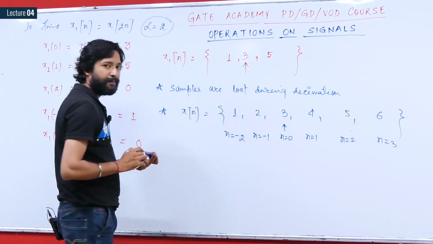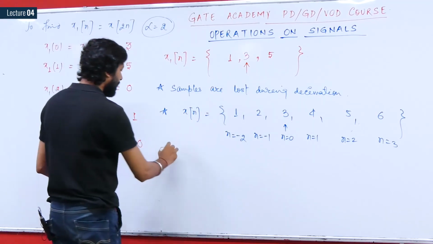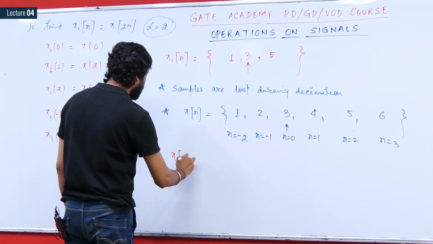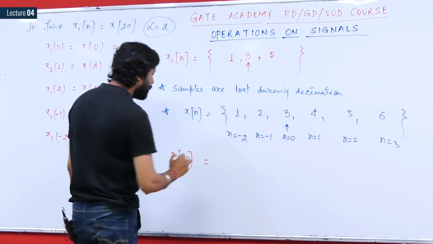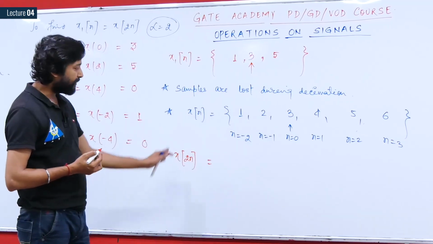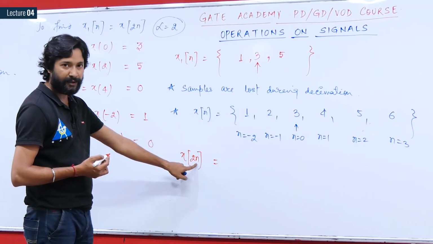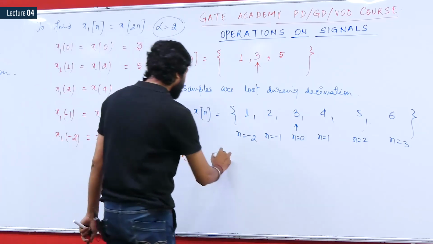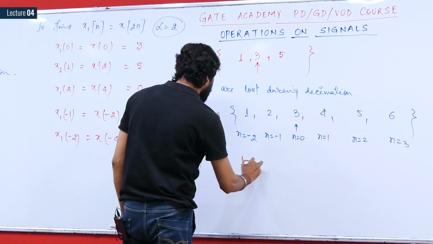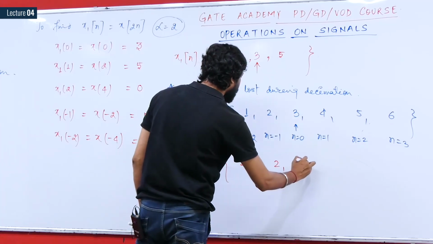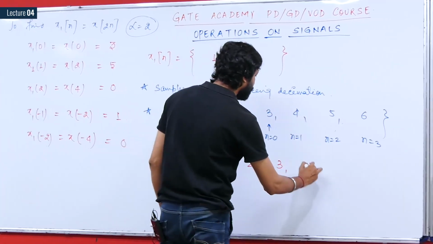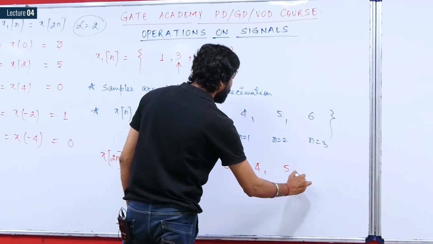Now what you have to obtain? You have to obtain x of 2n. If you have to obtain x of 2n, then you are going to replace all the n's on the right hand side also by 2n. You are replacing n by 2n on the left hand side. Therefore, the values of samples will be the same: 1, 2, 3, 4, 5 and 6.